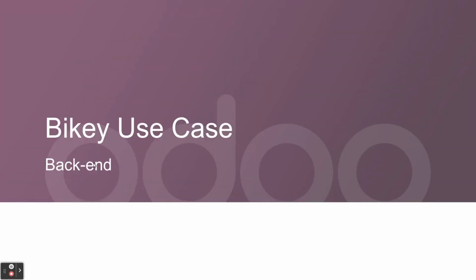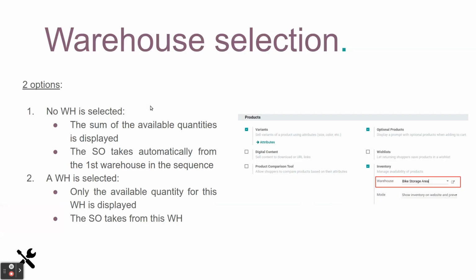Now let's discuss the back-end configuration of this use case. Let's first talk about warehouse selection. We have two options here under the website configuration, either the option to choose a warehouse or to leave this field empty. If no warehouse is selected, then the sum of the available quantities is displayed, and the sale order takes automatically from the first warehouse in the sequence. The second option is one warehouse is selected, and then only the available quantity for this warehouse is displayed, and the sale order takes obviously from this warehouse.